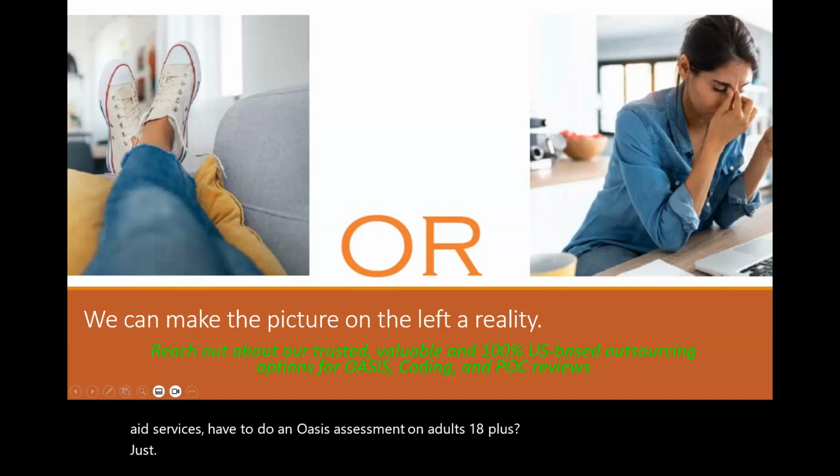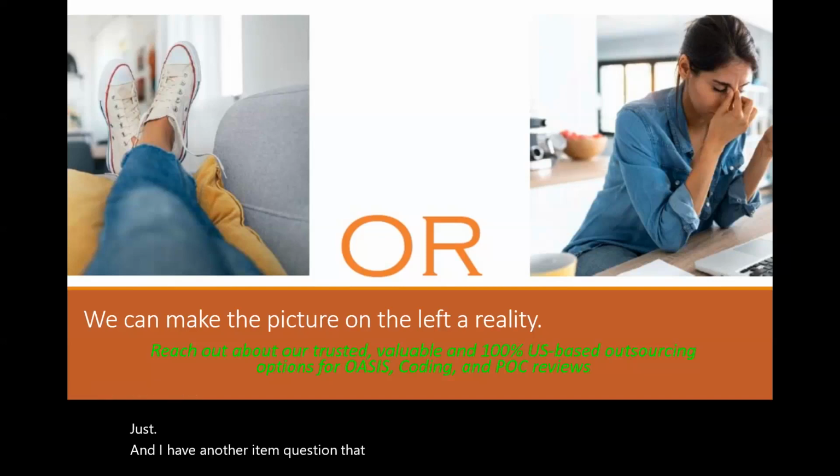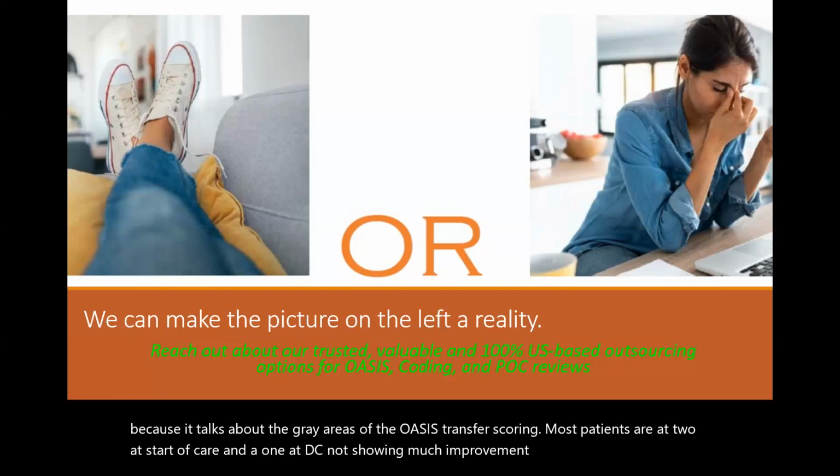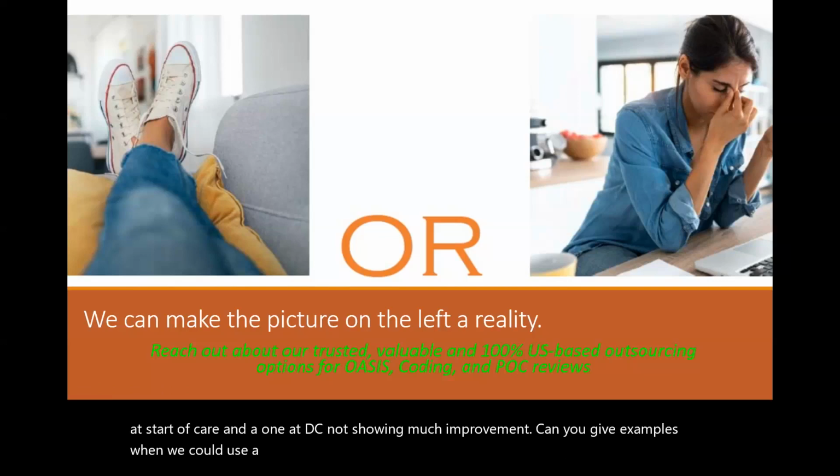And I have another item question that just popped into the Q&A box, and I love these because it talks about the gray areas of the OASIS. Transfer scoring. Most patients are a 2 at start of care and a 1 at DC, not showing much improvement. Can you give examples when we could use a 3? The scoring is so gray. We feel you, Amanda. We feel you.